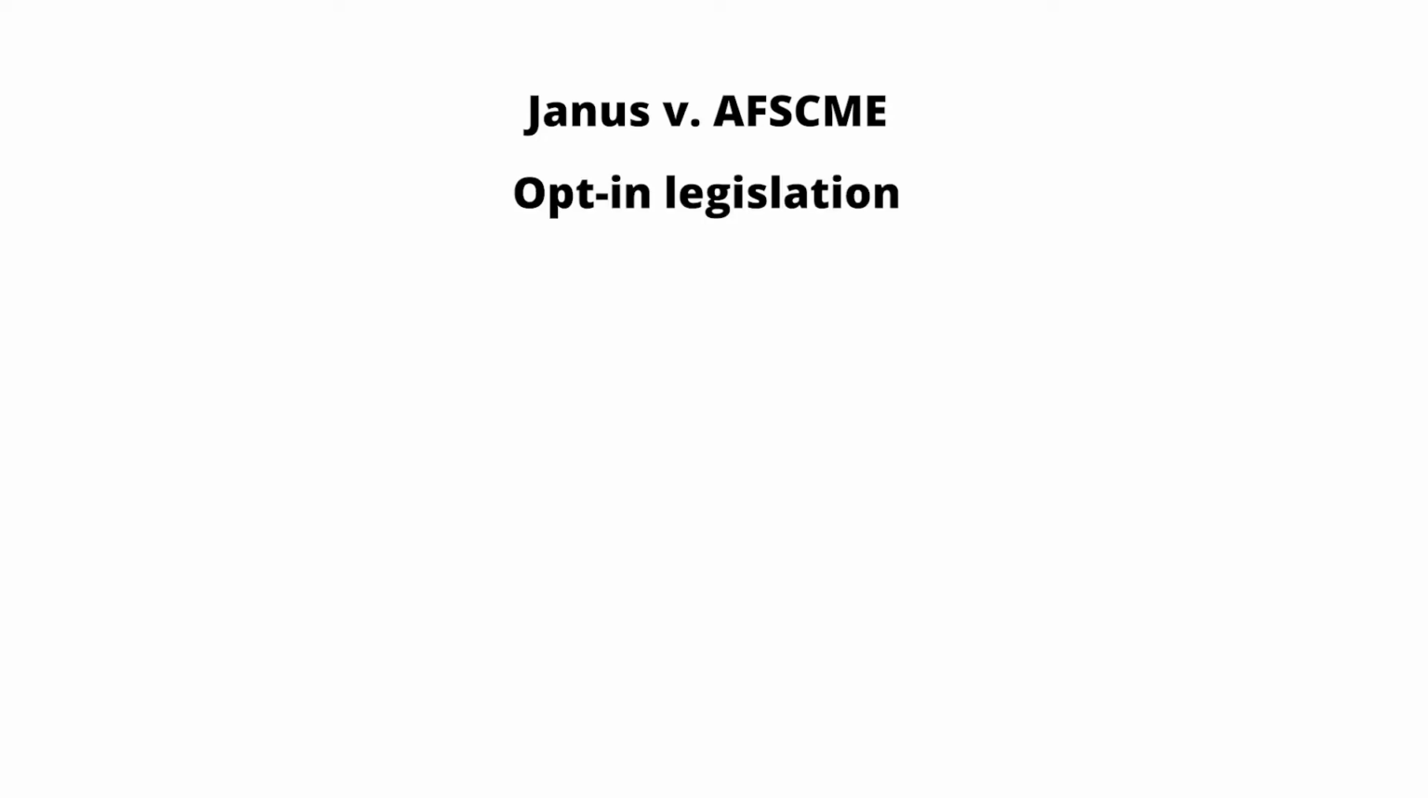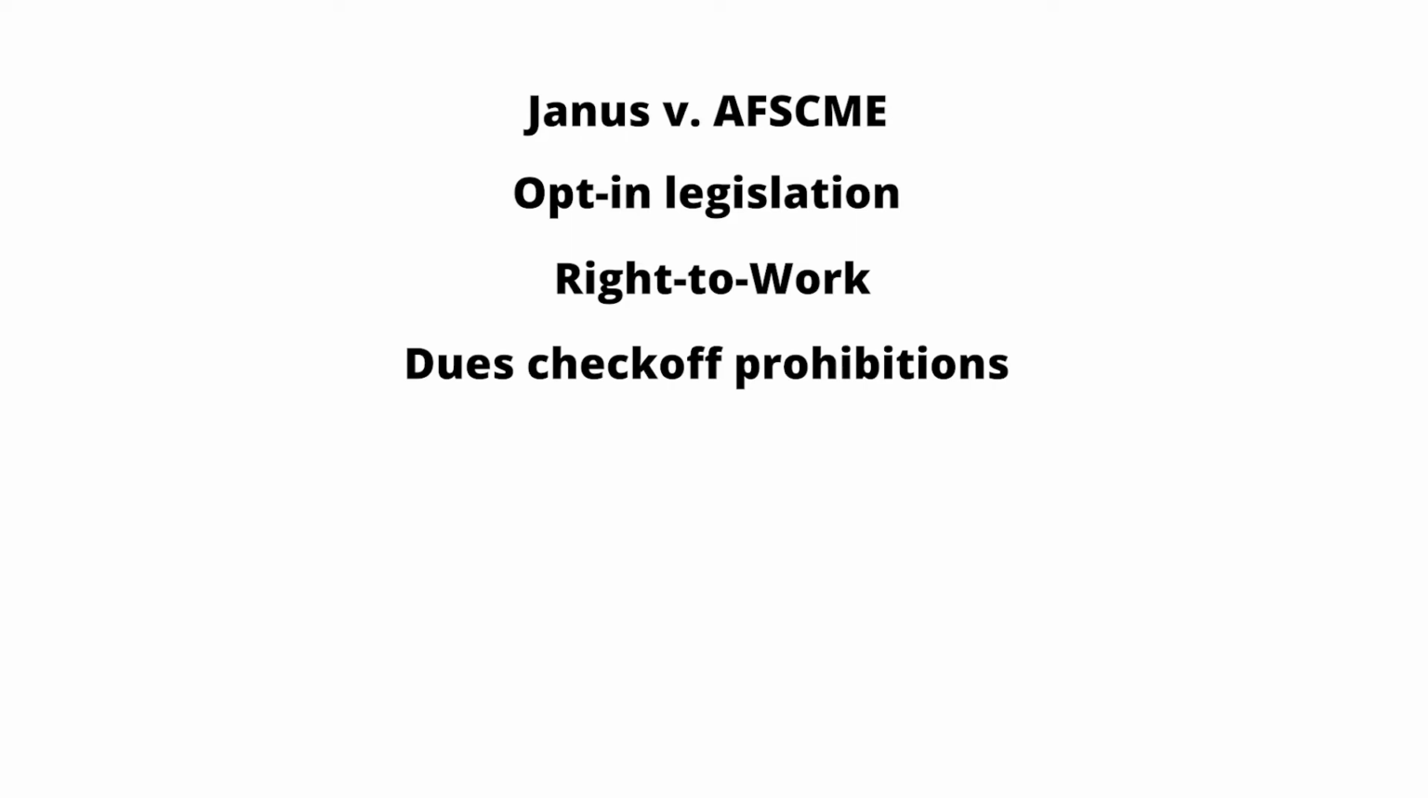We've talked about opt-in legislation that will further enhance those rights and satisfy what Justice Alito called for when he said there has to be that evidence of affirmative consent to take money from a public employee's paycheck. We've talked about right to work that stops a union from getting a private sector worker fired for not paying them. We've talked about dues checkoff prohibitions that would stop the government from being the bill collector for union dues.